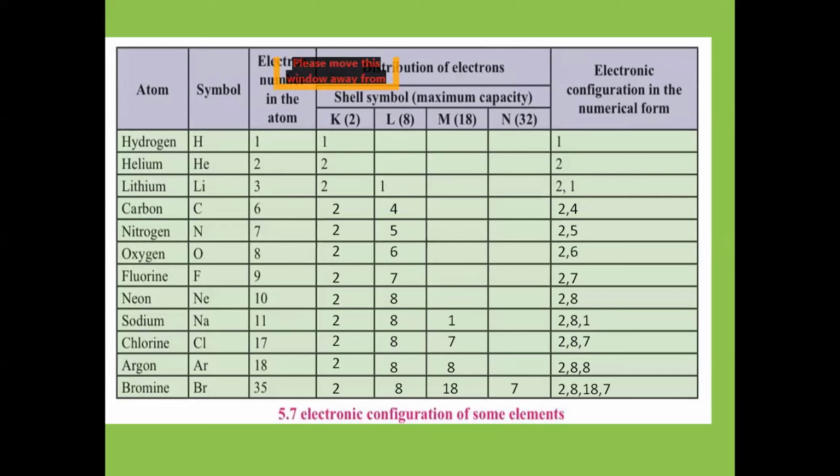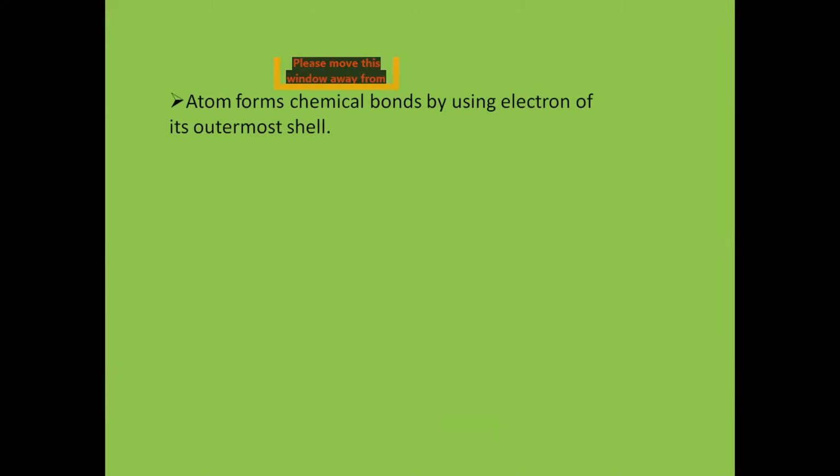Clear? Everyone, is the concept clear to you? Thank you, Atharva. Very good. Because this is going to help us in the future also, where we are going to study how to represent a chemical reaction. But before that, atoms form chemical bonds by using electrons in the outermost shell. This topic you need to remember.